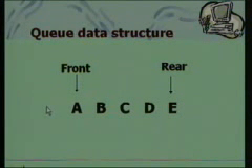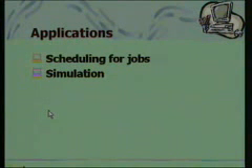Here you see the front. So front will always point to the location where the element is going to be deleted. We'll talk about these two in quite some detail. Before coming to how front and rear will be used, let's be very clear in what type of situations we are going to use the queue data structure. There are many other applications one can think of, but the two most useful applications of a queue data structure are scheduling of jobs and simulations.